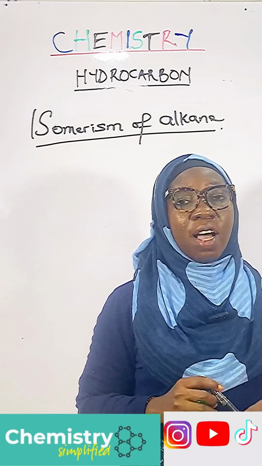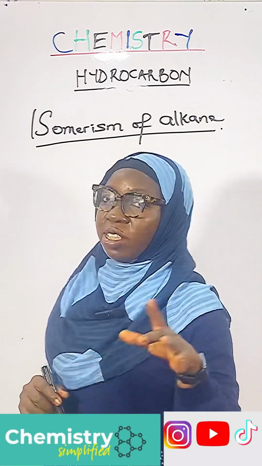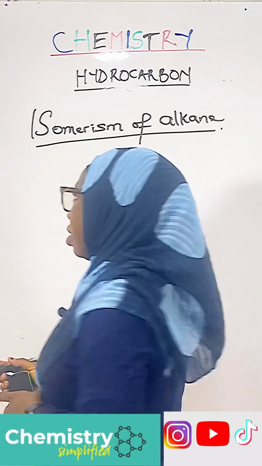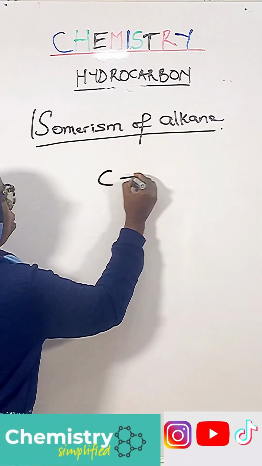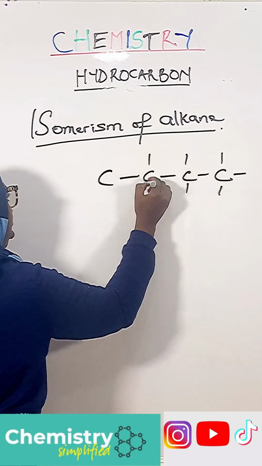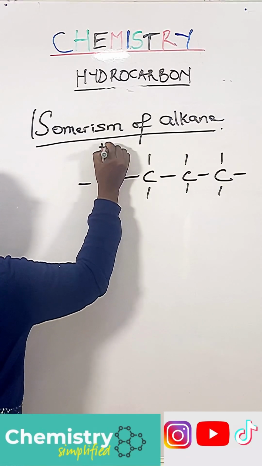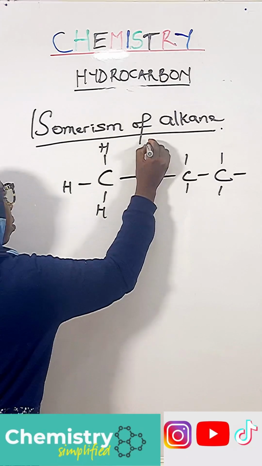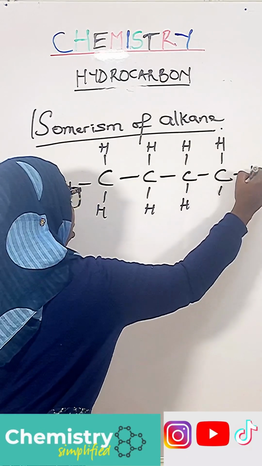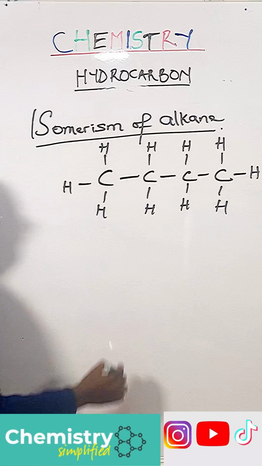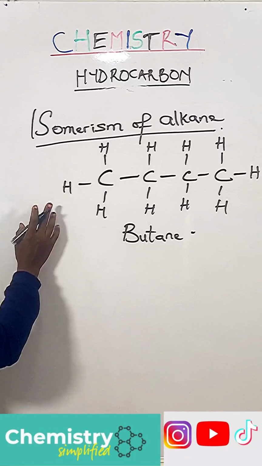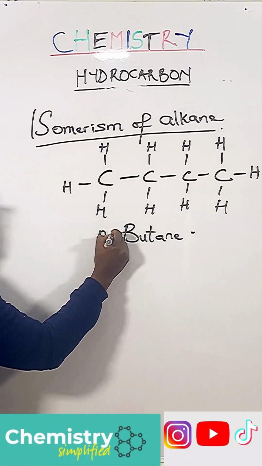Now, let me give you an example of butane. How many carbon atoms is butane again? Yes, it is 4 carbon atoms. So let's draw it. 4 carbon atoms, then you put your hydrogen around it. Very good. This is butane. Okay, this is the normal butane, we call it n-butane.